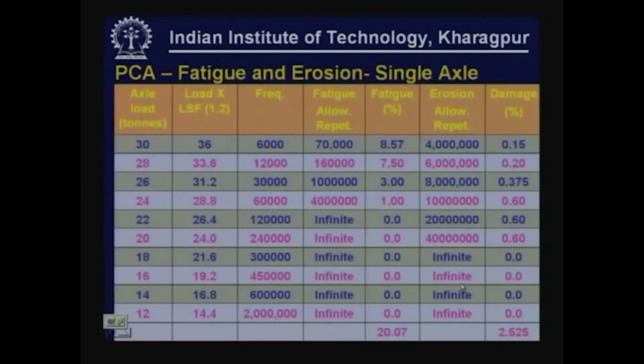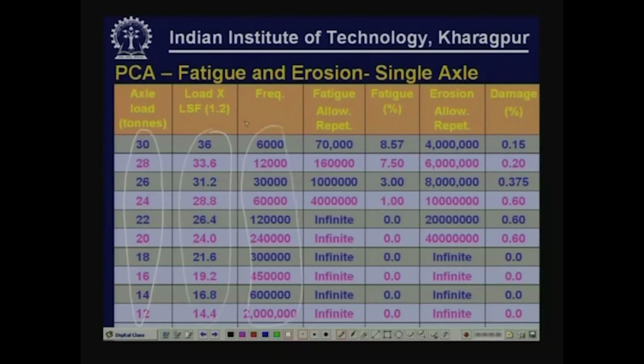This table here shows both the fatigue and erosion analysis due to single axle loads. The axle load group is given here. This is multiplied by the load safety factor of 1.2. This is the frequency that is expected as given in the previous tables. Using the charts that I have shown earlier, these are the allowable repetitions for this load group. For 30 it is 70,000, for 28 it is 160,000, but for smaller loads it is infinite.